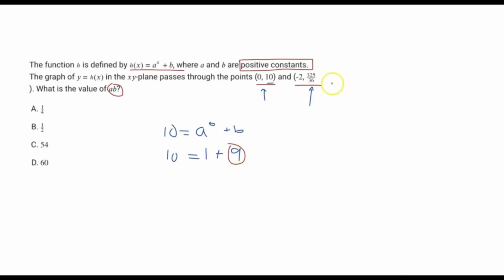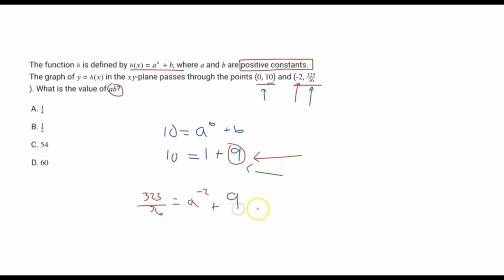Now what we want to do is tackle the second part. So the second part here is negative 2, 325 over 36. So let's see what we can do here now that we know what the b value is. So we know the output is going to be 325 over 36. And we want to set this equivalent to just our general form a to the x. So a, we don't know what that is. X here, in our case, it says it's negative 2. And we already found the b value from our previous work, so that's going to be plus 9.